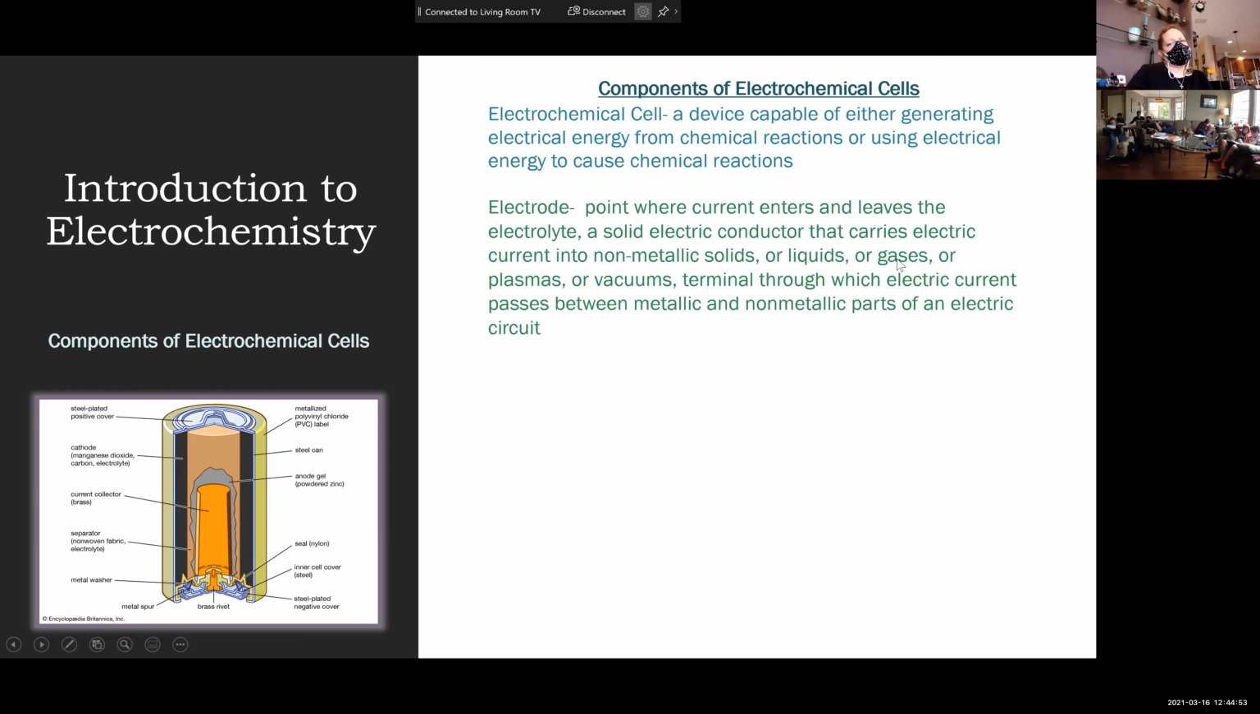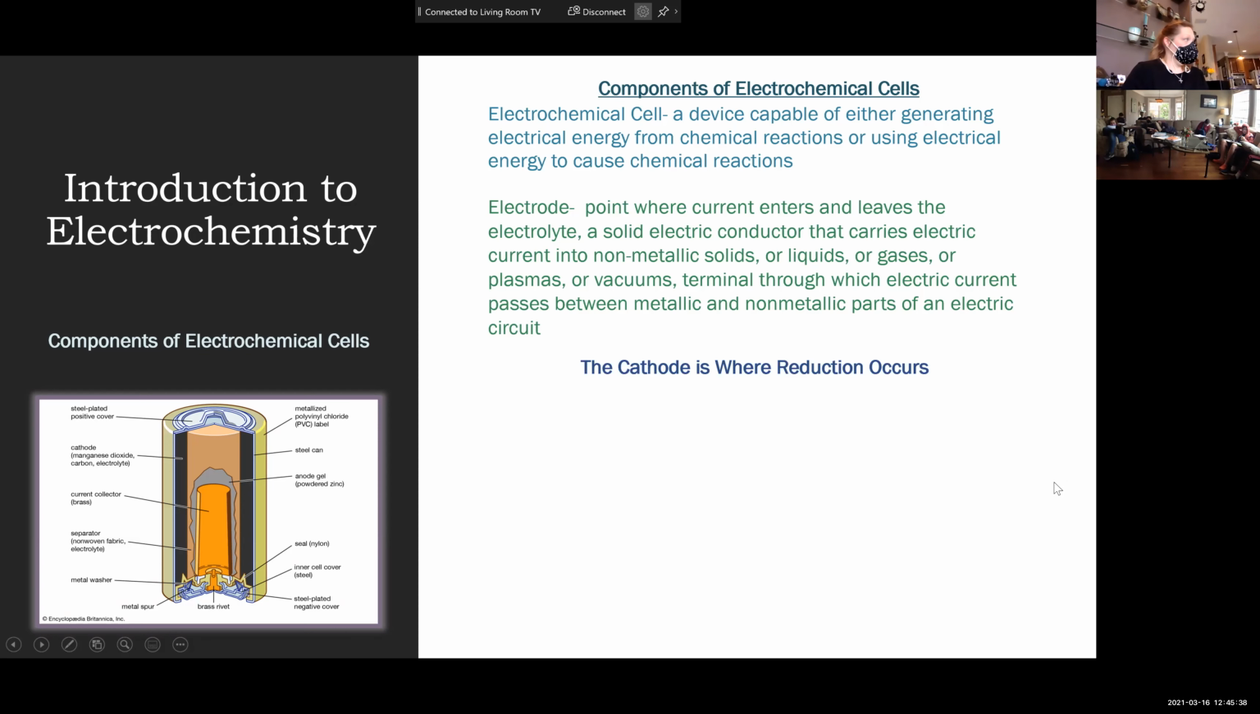Do you remember the names of the electrodes? Cathode and anode. Yep. So you have a point where the current enters and leaves the electrolyte, your electrodes, and it's a solid electric conductor that carries electric current into non-metallic solids or liquids or gases or plasmas or vacuums. And it's a terminal through which the electric current passes between metallic and non-metallic parts of an electric circuit. So you got your metallic parts on the ends and your electrodes are the connectors. And then in between is the electrolyte, which can be solids, liquids, gases, plasmas, vacuums, whatever.